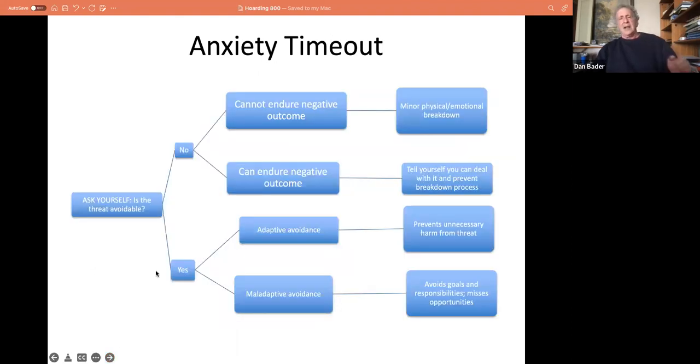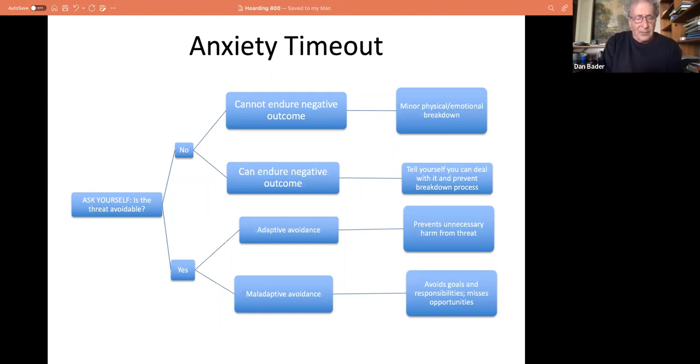All right, now here's an anxiety timeout. So here's what has to happen with an anxiety timeout. You have to ask yourself whether the threat is avoidable or not. That's the first thing. And it could be no, or it could be yes.